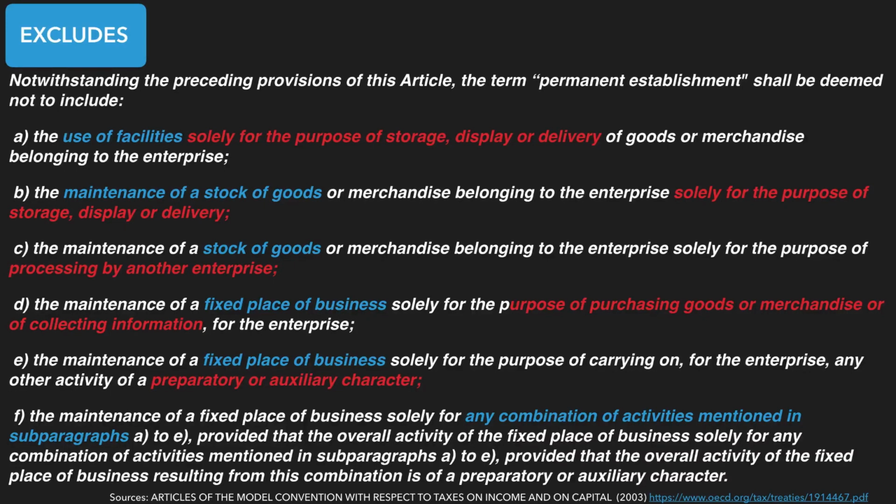Okay. Point C, the maintenance of a stock of goods. So we're still talking about a stock of goods, but here the purpose is processing by another enterprise. So when could this happen? Well, imagine you have a supplier in China, and you keep a stock of merchandise nearby this supplier, so that you can just send him your different components. For example, you can just do the assembly or something like that. This is not enough either. Okay.